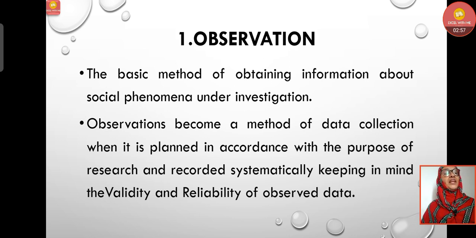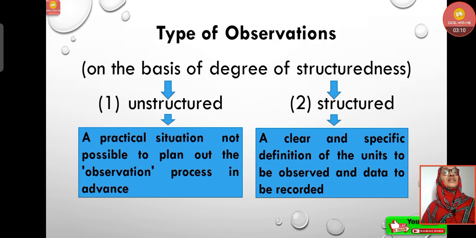Normally we observe things just like that. It's not like that in research. It should be recorded systematically and there should be validity and reliability of the data which we have observed. Now, what are the types of observation? On the basis of degree of structuredness: unstructured and structured.